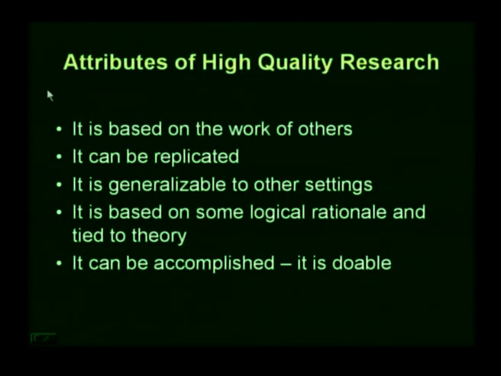But when we are trying to study people's behavior, when they adopt technology, when they do not use technology or use technology, that type of research comes from social science. So what are the attributes of high quality research? First of all, it is based on the work of others. Newton once said, after he was recognized for his laws of motion and he was regarded as a big researcher and big scientist, he said, "I am standing on the shoulders of giants before me."